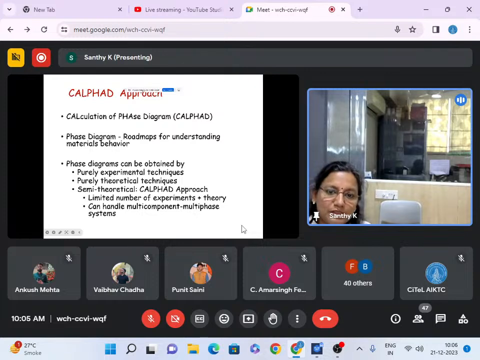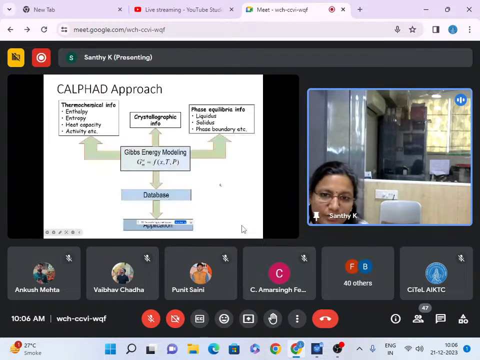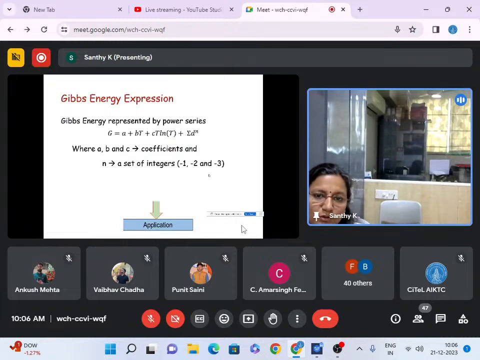So this is the CALPHAD approach I am talking about. And the next one is the flow chart. These are all the inputs: thermochemical information, crystallographic information, phase equilibrium information. This leads to the Gibbs energy modeling, and the Gibbs energy modeling is expressed as these kinds of equations.